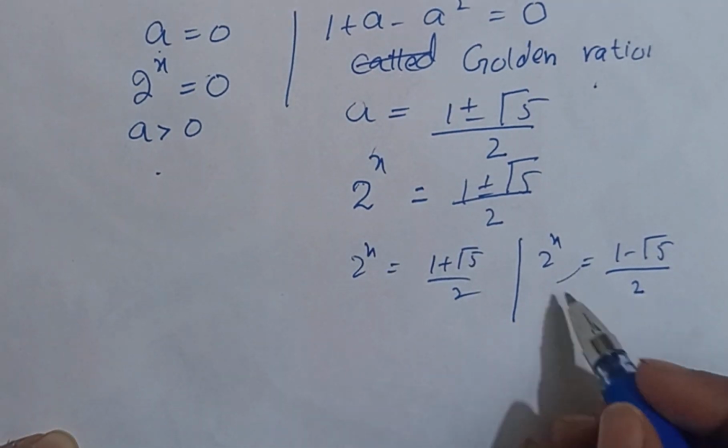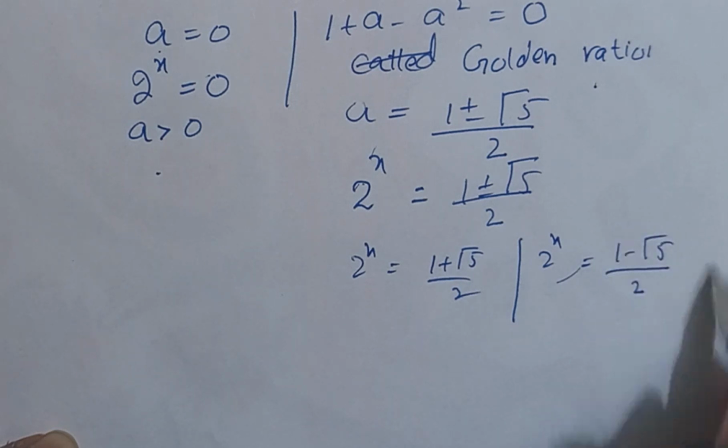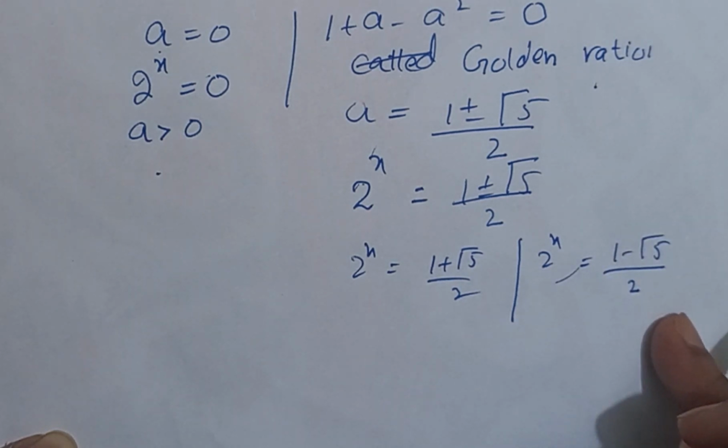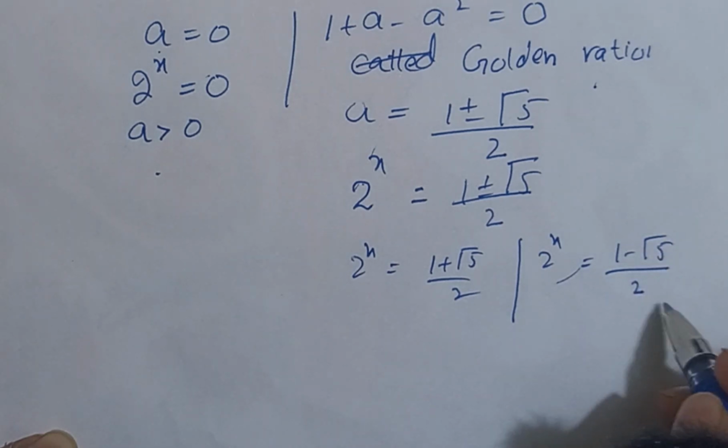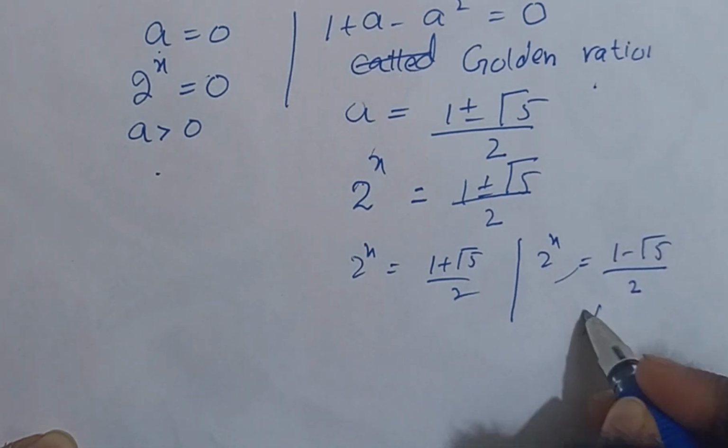Now look at this. This is our exponential equation, and if we solve the right hand side, we get a negative number. But an exponential expression must be greater than 0, so we cannot use this case.